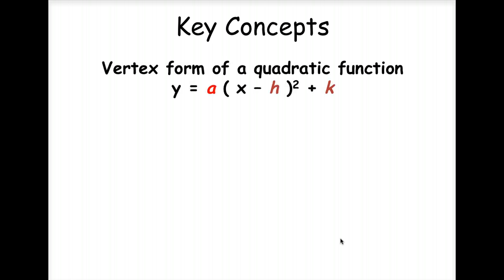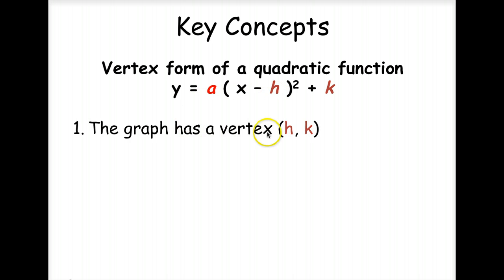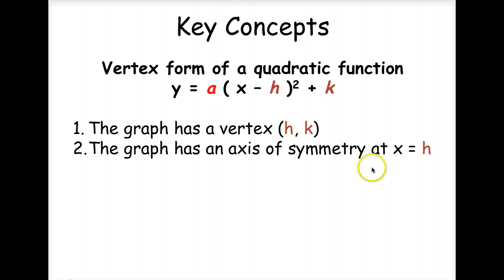The vertex form of a quadratic function is y is equal to a times the quantity of x minus h squared plus k. The graph has a vertex at h, k. Now notice that when it's within the parentheses, it's x minus h, so it's going to be the opposite, or a positive h. The graph has an axis of symmetry at x equals h. This is known as the equation for the axis of symmetry. You have to write x equals whatever the h value is.